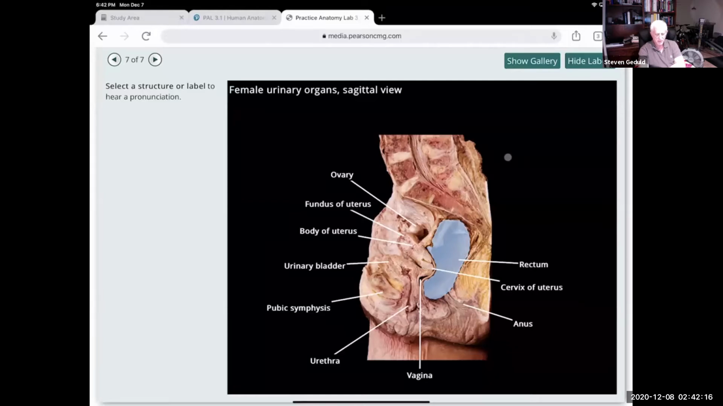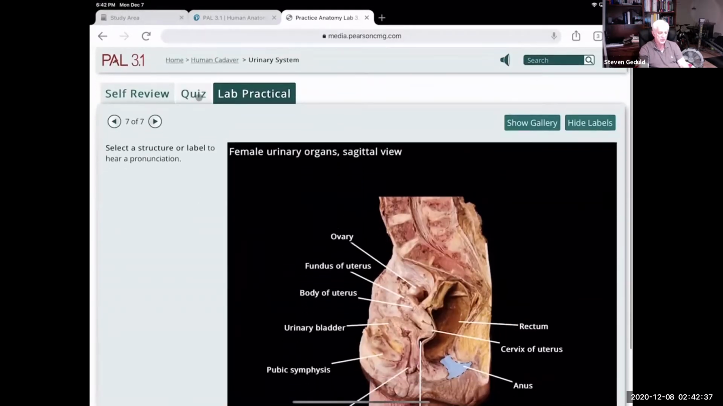I think I said that backwards. The urinary bladder connects to the urethra and drains out. The vagina is its own opening, connecting up into the uterus. Those are three openings right there. All right, does that make sense? Any questions on that? If not, we'll go to the quizzes for it.